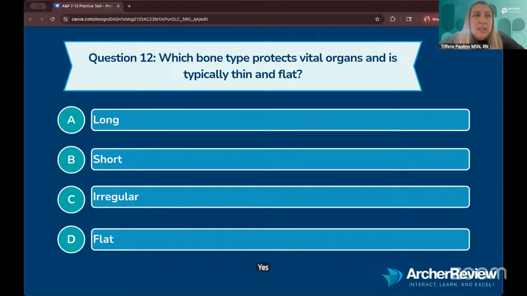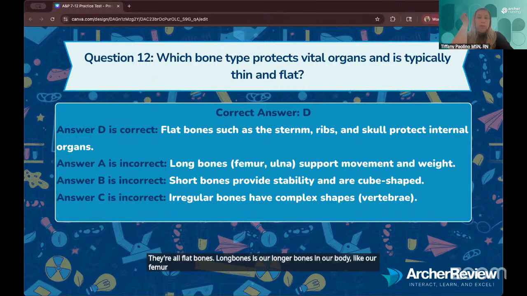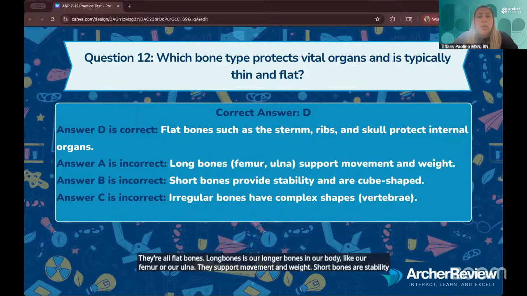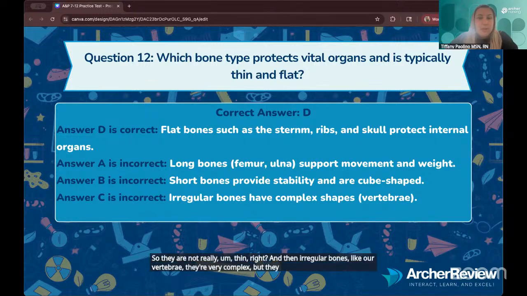Yes. Okay, if you said D, you are correct. Very good. They're flat. Flat bones, think about the sternum, the ribs, the skull. They're all flat bones. Long bones are our longer bones in our body, like our femur or our ulna. They support movement and weight. Short bones are stability and cube shaped. So they are not really thin, right? And then irregular bones, like our vertebrae, they are very complex, but they serve a purpose.